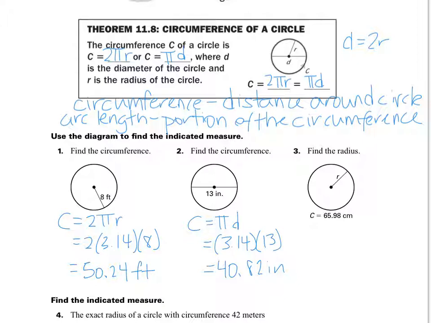And here we want to find the radius from a given circumference. So we're going to use 65.98 equals pi times r times 2. I forgot to put 2 in there. So I'm going to divide by 6.28. So the radius is approximately 10.5 centimeters.